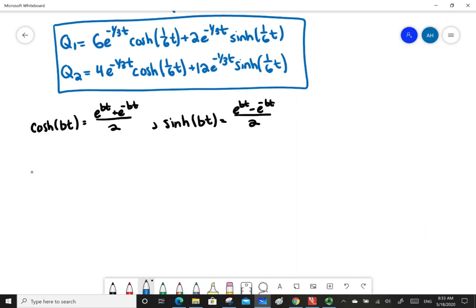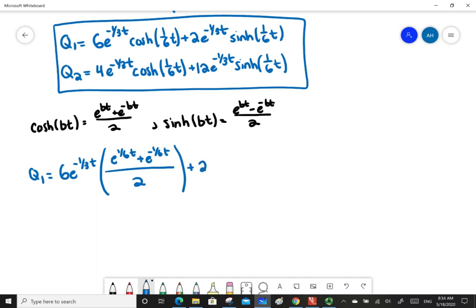So if we apply this, we get that q1 is 6 times e to the negative 1/3 t times (e to the 1/6 t plus e to the negative 1/6 t) all over 2, replacing the hyperbolic cosine, plus 2 e to the negative 1/3 t times (e to the 1/6 t minus e to the negative 1/6 t) all over 2, replacing the hyperbolic sine.